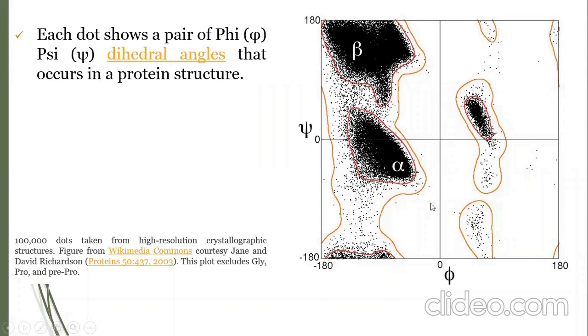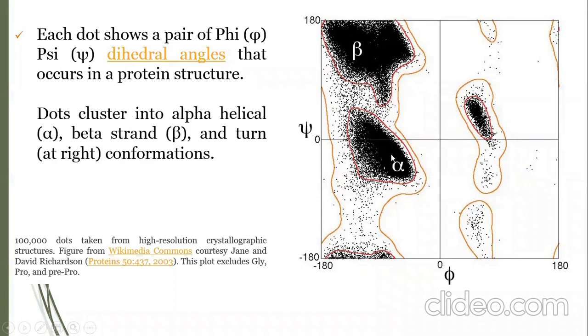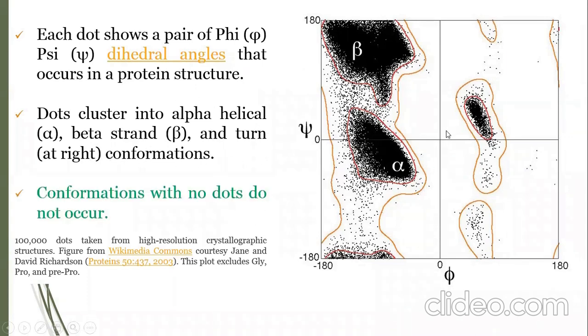And if we model a protein and the dots are placed in the rest of the white region, that protein structure will not be reliable. If the dots of a protein lie here, that is an acceptable model that we can rely upon. So dots cluster into alpha helical, beta strands and turns at the right conformations, and conformations with no dot do not occur. In this diagram, there are 100,000 dots.